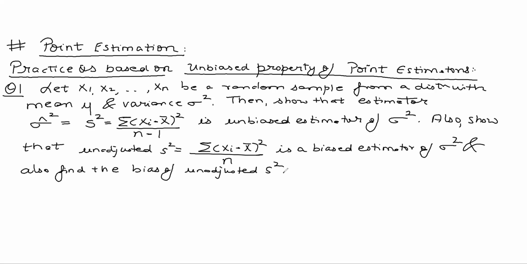Okay, let's again visit the question. X1 to Xn is a random sample from a distribution with mean mu and variance sigma square. We need to show that sigma hat square, which is S square, the sample variance, which is summation xi minus x bar square upon n minus 1, is an unbiased estimator of the population variance sigma square. At the same time, we also need to show that the unadjusted S square, given by this formula, is a biased estimator of the population variance sigma square. The question also asks us to find the bias of unadjusted S square. Okay, so let's prove this.